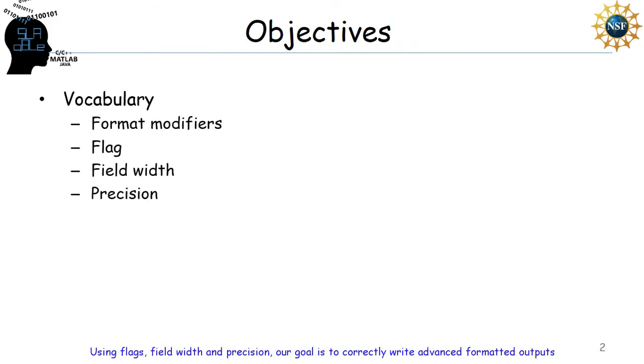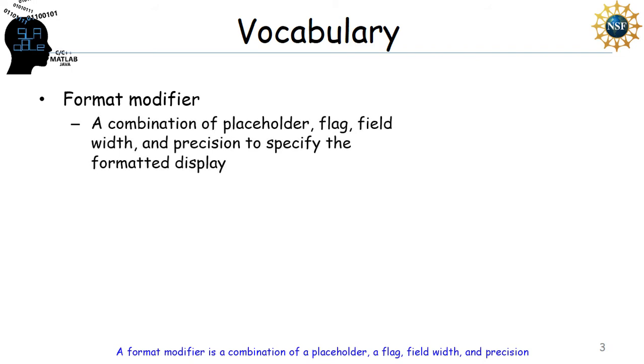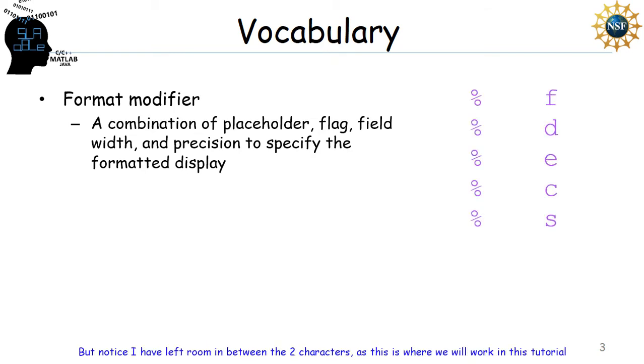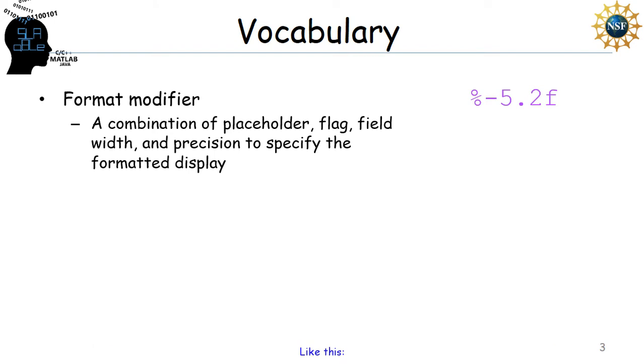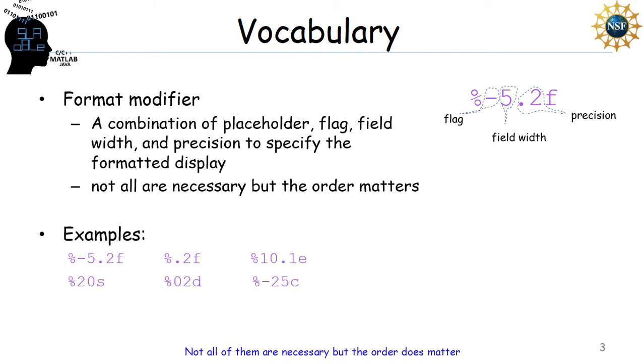Using flag, field width, and precision, our goal is to correctly write advanced formatted outputs. A format modifier is a combination of a placeholder, a flag, field width, and precision. You're familiar with these placeholders, but notice I've left room in between the two characters, as this is where we will work in this tutorial specifically. Like this, -5.2. Quickly, I have a flag, I have a field width, and I have a precision. Not all of them are necessary, but the order does matter.